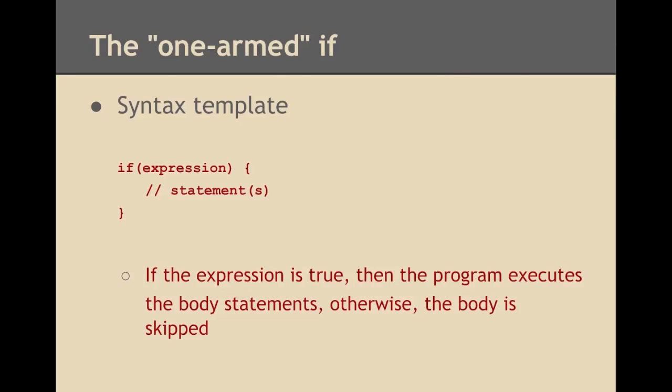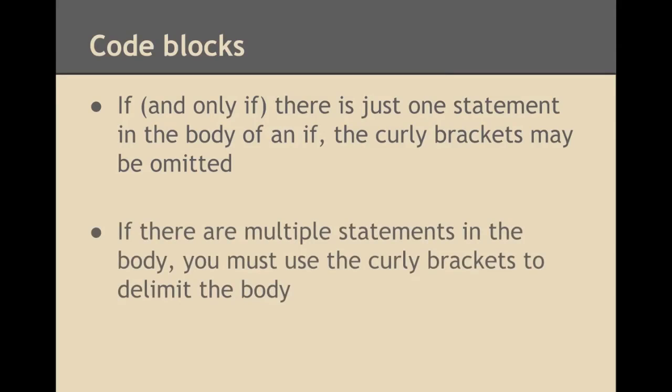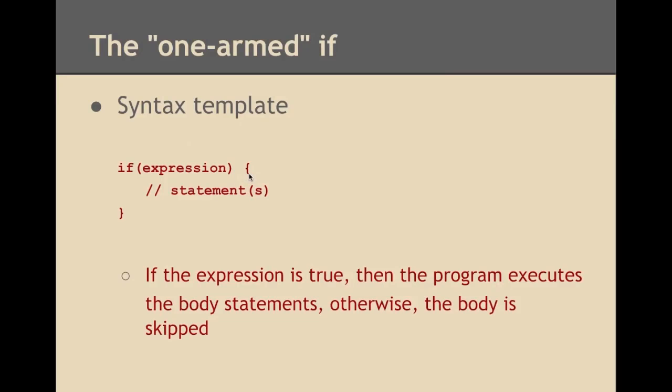Okay. Now, before we move on to our first little example, let's talk about code blocks. If it's the case that there's just one statement in the body of an if statement, then you can leave the curly brackets out. On the other hand, if there are multiple statements in the body of the if statement, then you have to use curly brackets to delimit the body. Our coding style is to use them all the time. Okay, so even when you don't need them, please use them. That will help you avoid some simple mistakes. Okay, what we're talking about is in this syntax template, these curly brackets here. So every time you write an if statement, start a curly bracket, close that curly bracket, and then come back and fill in the details.